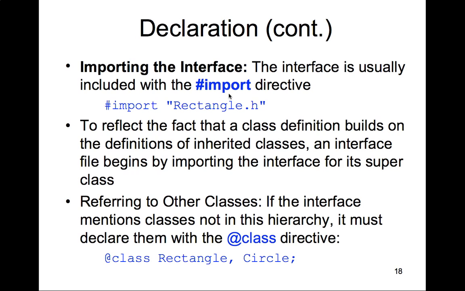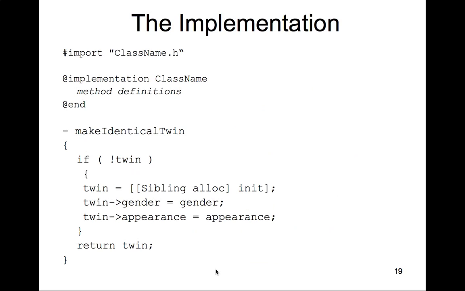And that's the import directive. To refer to other classes, we can use the @class symbol. So we can say @class rectangle, circle, which means we're referring to another class that's not in our hierarchy. It's in a different hierarchy, so it must be declared with the directive. And so here's an example of it, where we have an import class name.h, and this is our implementation. This is our interface here, and our methods are going to be in here, and then down here all of the code that's going to be associated with it.